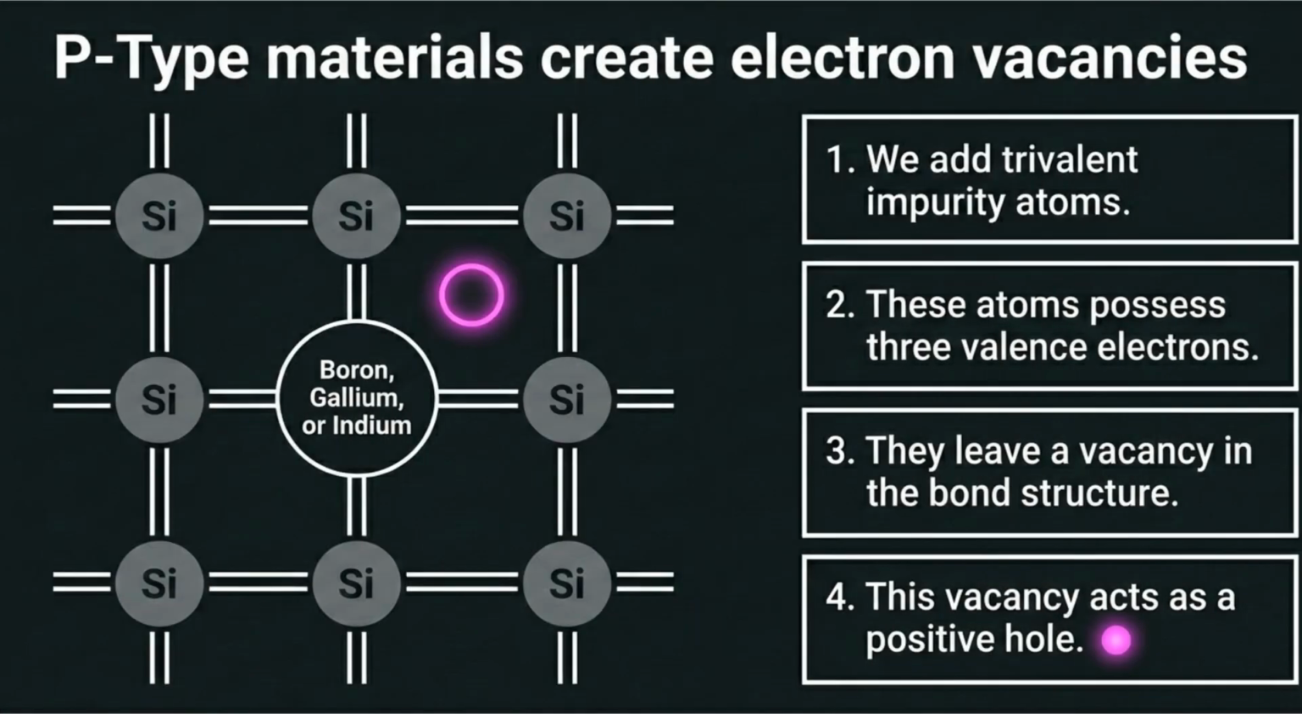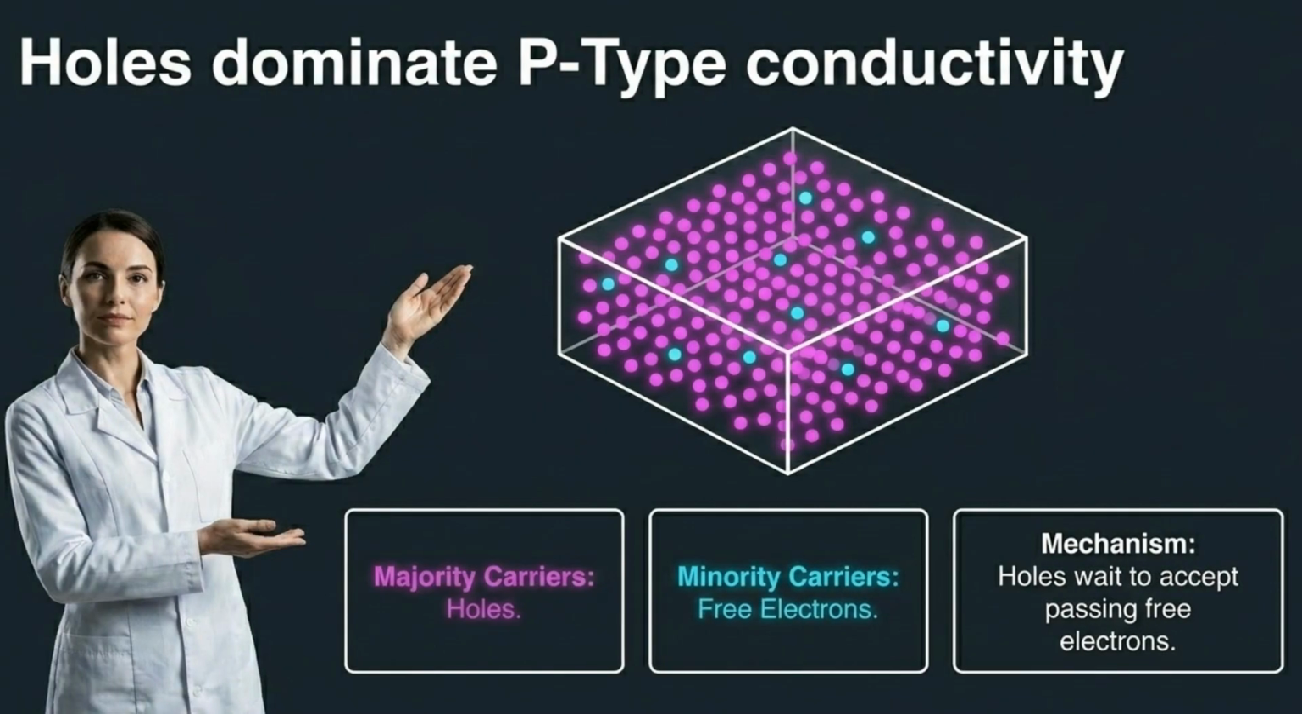P-type materials are formed by adding trivalent impurity atoms such as boron. These atoms possess 3 valence electrons, leaving a vacancy that acts as a positive hole. In P-type materials, holes dominate conductivity as majority carriers, with free electrons being the minority carriers. The holes wait to accept passing free electrons.